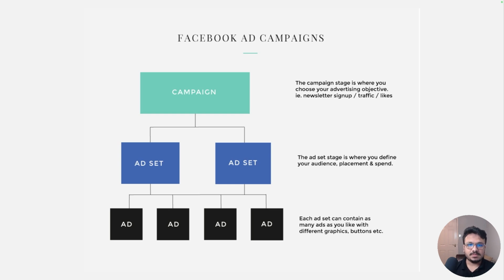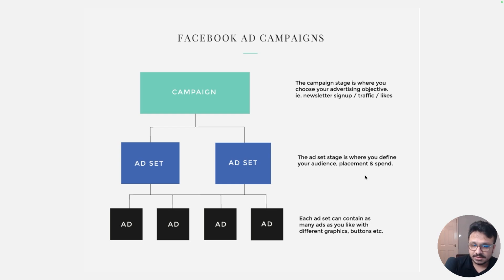So as you can see on my screen, the campaign stage is where you choose your advertising objective, like what's the goal of your advertisement, right? So when you create an ad, you have to first create a campaign. Inside a campaign, you can create multiple ad sets, and inside every ad set there will be multiple ads. That's the entire structure of the Facebook ads. So the campaign we've talked about. The campaign is where you actually set up your goal.